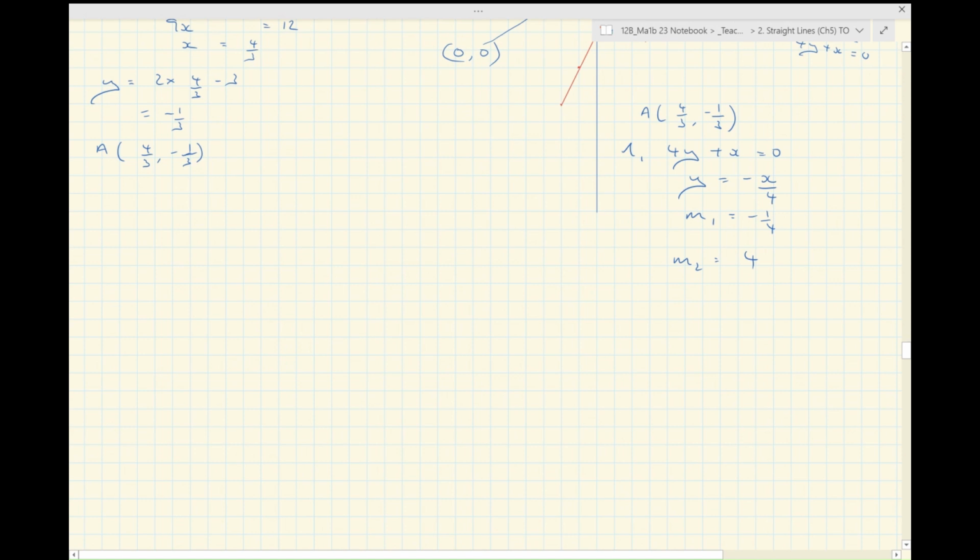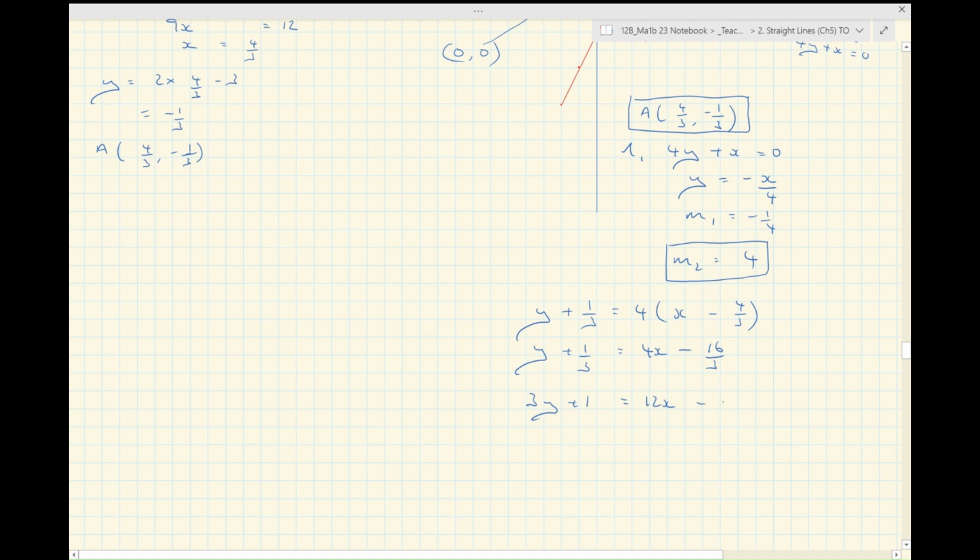So now I need to write down the equation of a line which has a gradient of 4 and goes through the point A. Okay, y minus y1 is my minus 1/3, so that's y plus 1/3 equals the gradient multiplied by x minus 4 thirds. Okay, let's multiply out that bracket first. That's 4x minus 16 thirds. Let's multiply everything by 3. 3y plus 1 equals 12x minus 16.